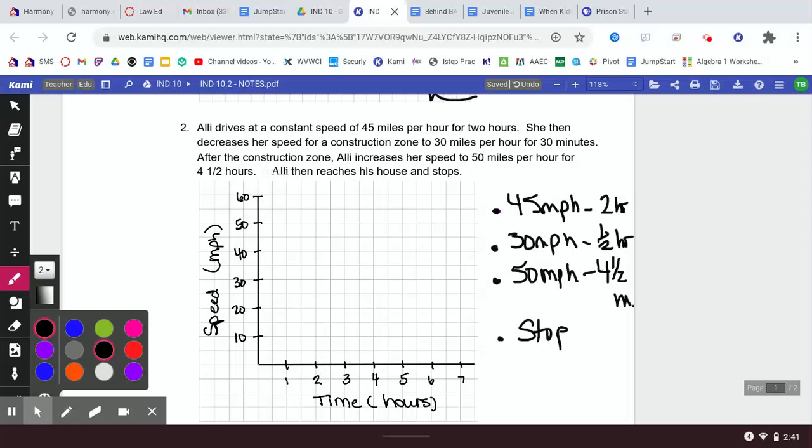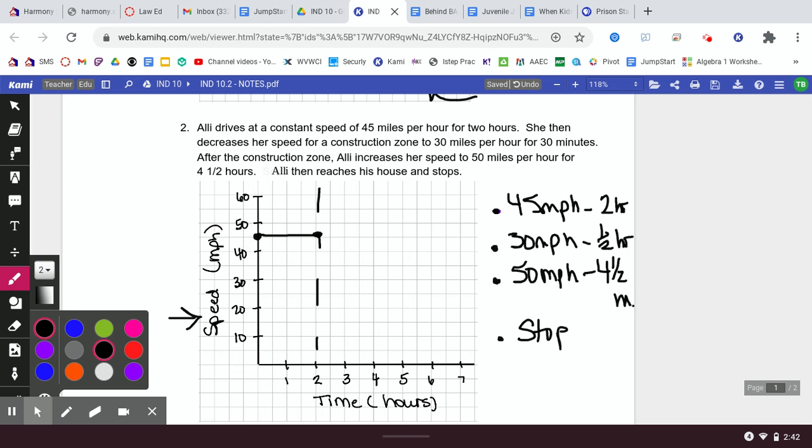So we start out at a 2-hour block, which is going to take us out to here. And in that 2-hour block, Allie maintains a 45 mile an hour rate. And this is speed, so I find 45 miles an hour on my speed axis. And she maintains it, so that's a flat line. Always put points at the beginning and end of your lines.